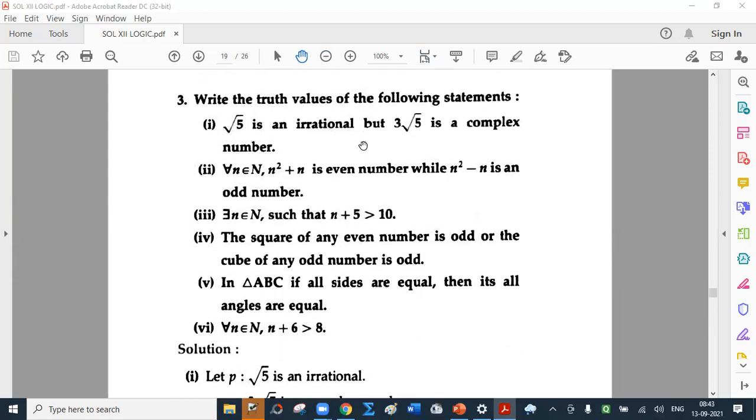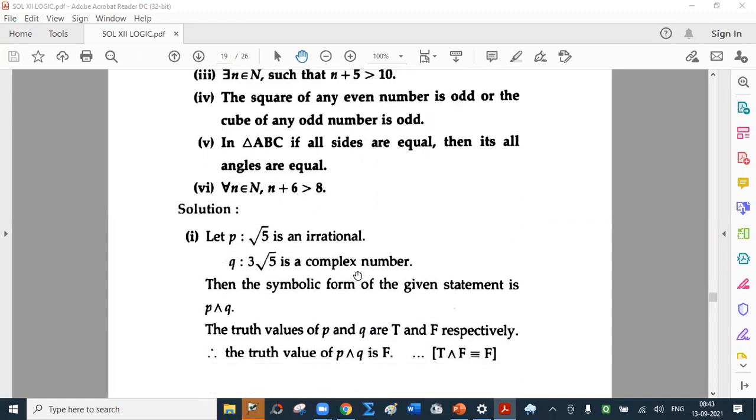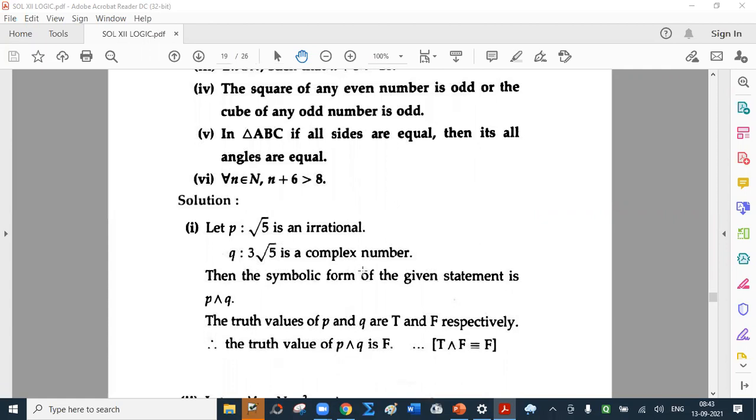This is ambiguous in the sense 3 root 5 is a complex number. Every real number is a complex number. So in that sense, 3 root 5 is a complex number. So ideally, they should have given purely real or something like that. So at present, they have given this solution, but we will definitely discuss this later on.